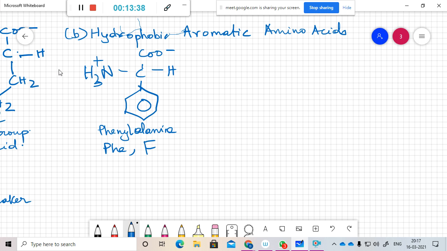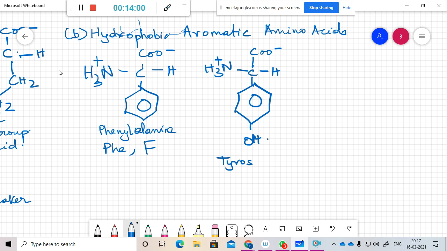The next one is tyrosine. It's the same thing, COO minus, CH, and you have this ring group, and you have an OH over here. Because of this OH, this is tyrosine. Tyrosine is TYR, or it's written as Y. Similarly, you have tryptophan present over there, another amino acid.